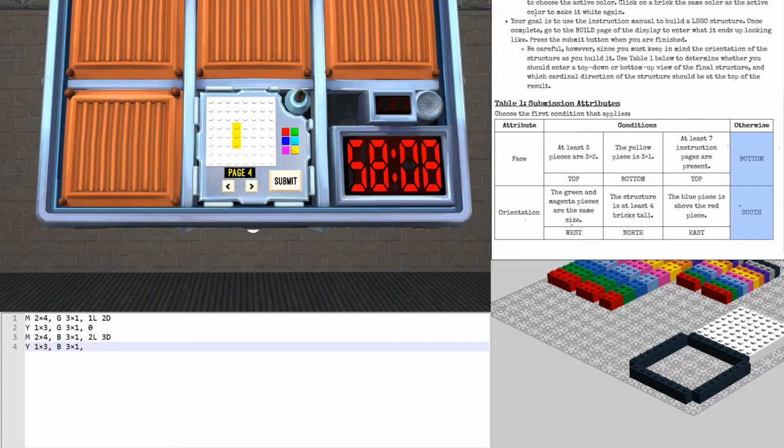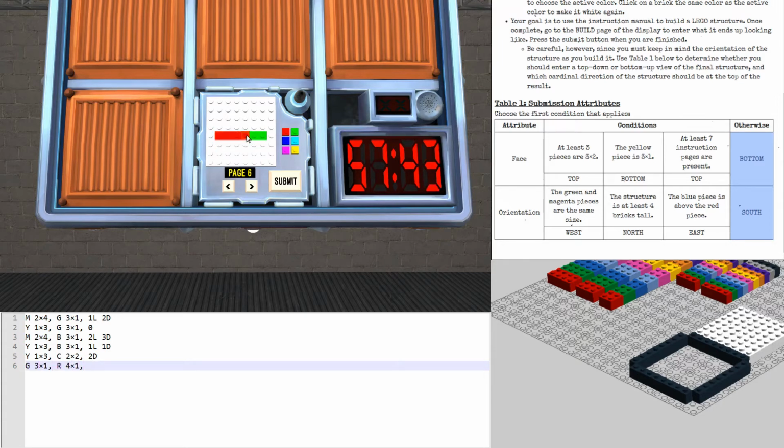Here we have a yellow 1 by 3, a blue 3 by 1. And to go from the yellow to the blue, we go 1 left, 1 down. Finally, on the 5th page, we have a yellow 1 by 3, a cyan 2 by 2, and we only have to go 2 down. Okay. There is a 6th page, which has a green 3 by 1, a red 4 by 1, and the top left corner of the green is here. So we have to go 1, 2, 3 left to get to the top left corner of the red piece. And now we have read out all of the information.